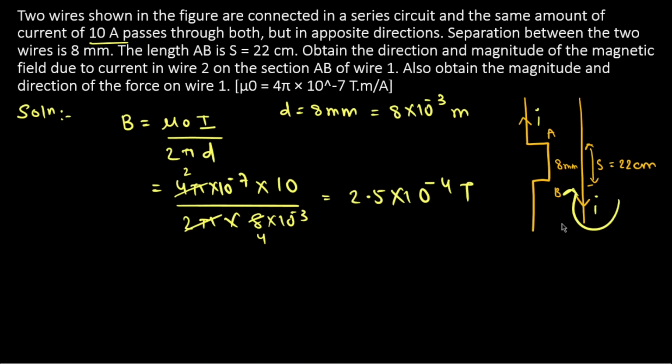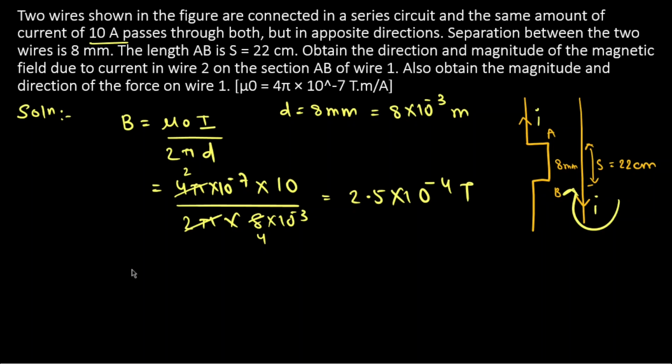in negative z direction. Now secondly, they have asked us to find the magnitude and direction of the force on wire 1. Now we all know that for parallel current the force is attractive, and for anti-parallel current the force is repulsive. So here in wire 1 current I is going in upward direction, and in wire 2 the current I is going in downward direction. So the currents are anti-parallel, so the force between them will also be repulsive.